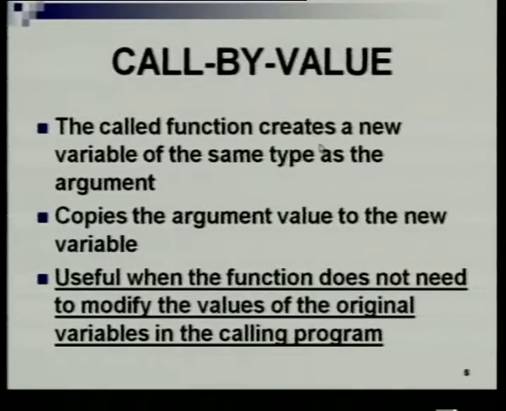This is useful when the function does not need to modify the values of the original variables in the calling program. So, again here there is one variable with a value, we make another copy, you can call it a duplicate of the original variable, and whatever job is being done by the function is done only to the copy of that old variable. So, the actual variable's value is not affected in this context.